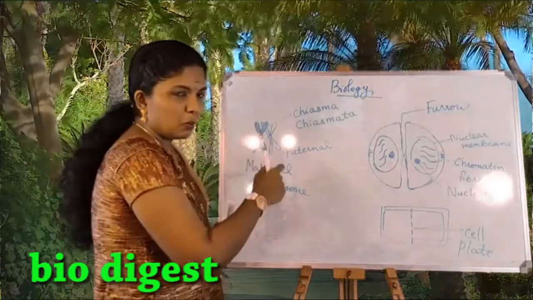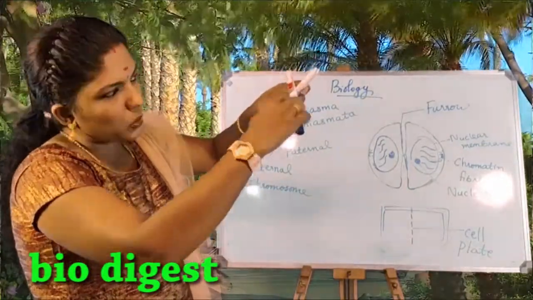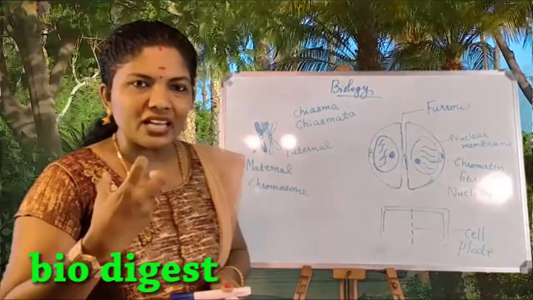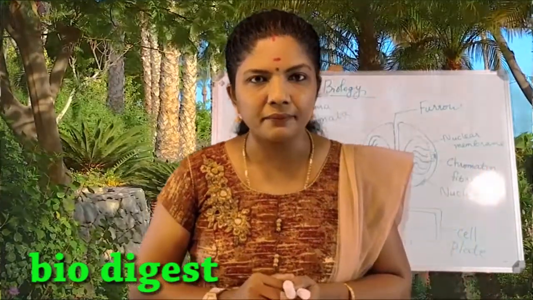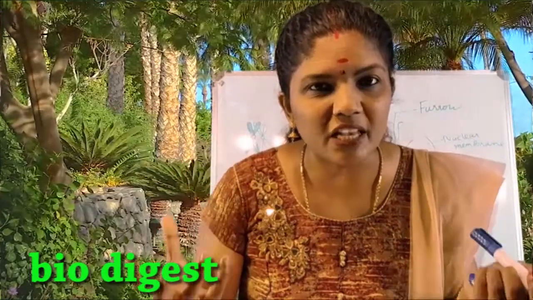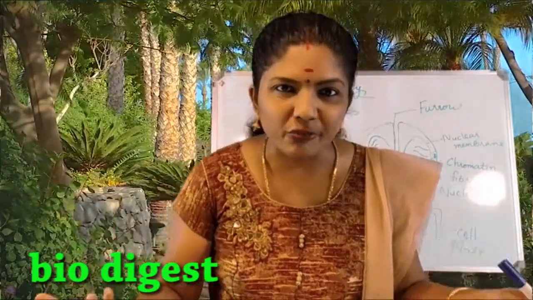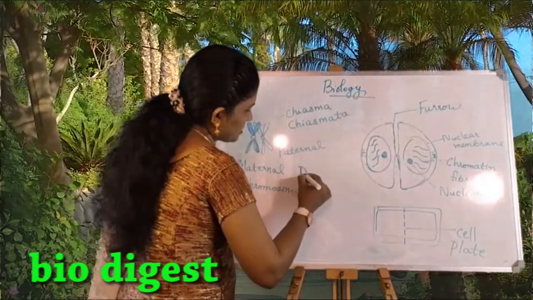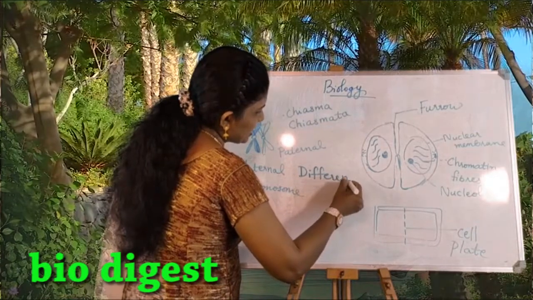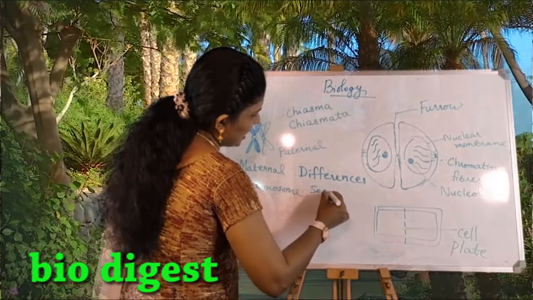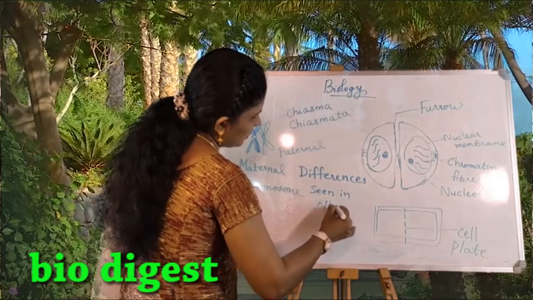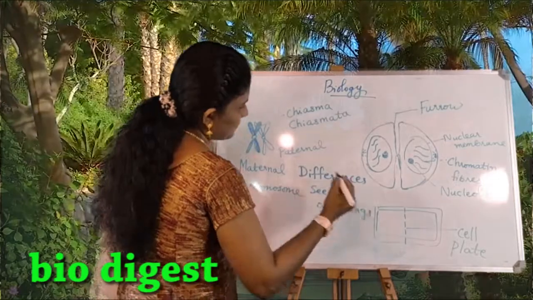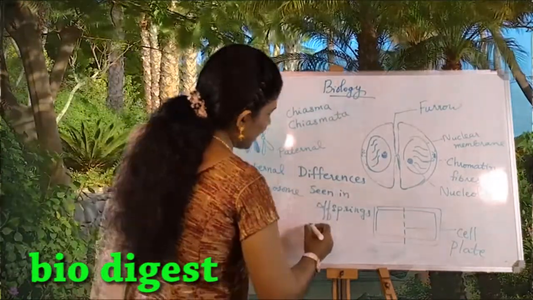So this is what is called crossing over. Crossing over is taking place. At this region, what is actually happening? Mixing of genetic material will take place. As a result of the mixing of genetic material, it will lead to variation. What is the meaning of variation? Variation means the differences seen among the offspring. You know that your siblings are not alike. Differences seen in offspring are called variations.